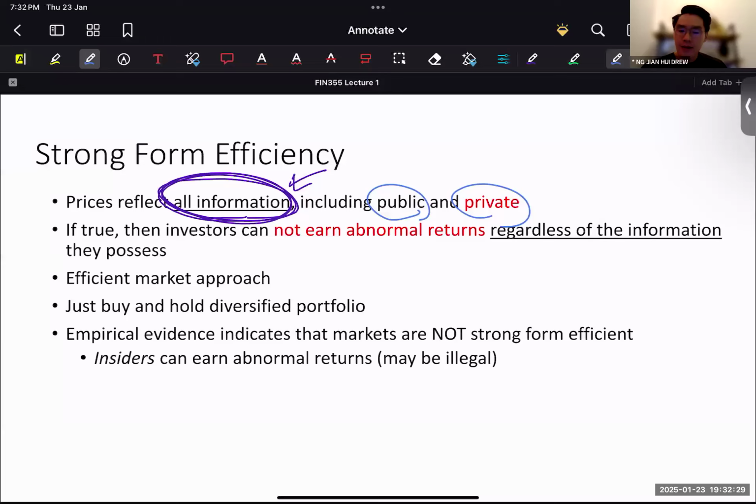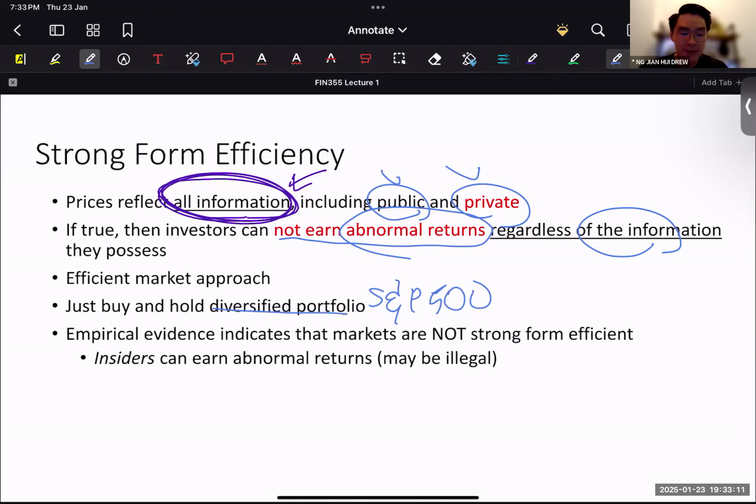And because of that, there's actually no point in trying to beat the market. There's no point for you to pick a stock, like I want to buy Nvidia. There's no point because everyone would have the information that you have in deciding that you wanted to pick Nvidia, right? So because of that, investors cannot earn any abnormal return. Let's say you feel that there's an AI boom, everyone will have known there's an AI boom, and because of that, regardless of the type of information, whether it's private or public, you will not earn any abnormal return. And in this case, maybe what you want to do is just to buy the S&P 500, right? That's a diversified portfolio, and you just get market returns. Everyone just gets market returns.